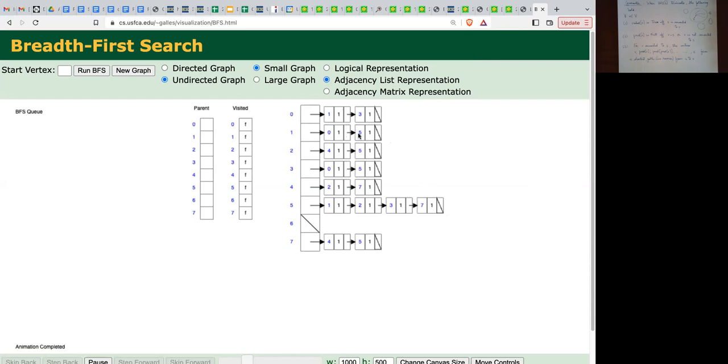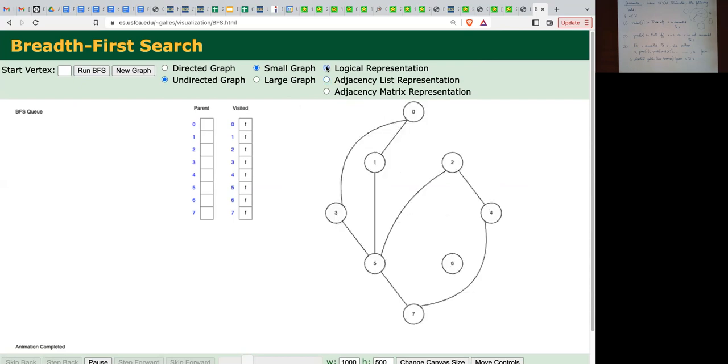1 is connected to 0 and 5. 2 has a neighbor of 4 and 5. 5 has a neighbor of 1, 2, 3, 7. And so it's the same over here. 5 has neighbors 1, 2, 3, 7. Now, in the viz, it's sorted, but it doesn't have to be sorted in general.